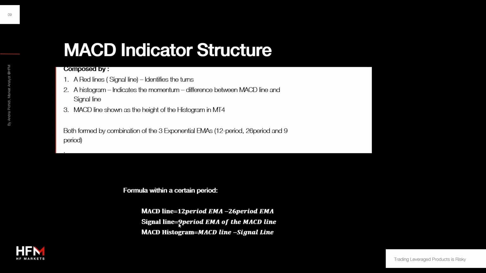So these bars that appear as a histogram are either below or above the zero line. It tells us how much momentum a price has, based on the calculations of the difference between the 26 and 12 period moving averages and the 9 period moving average. Okay, you don't need to remember, it's just for your own understanding. So I will move on.